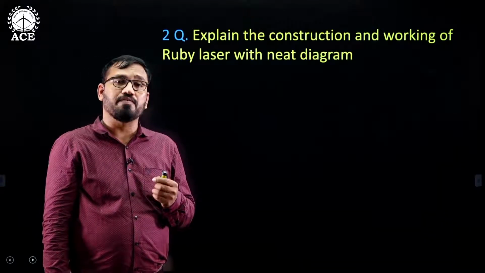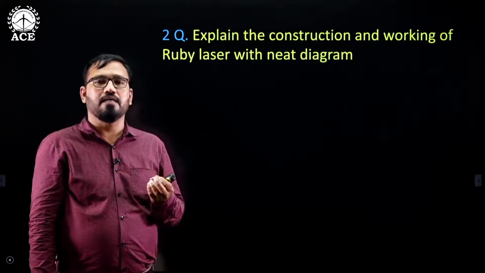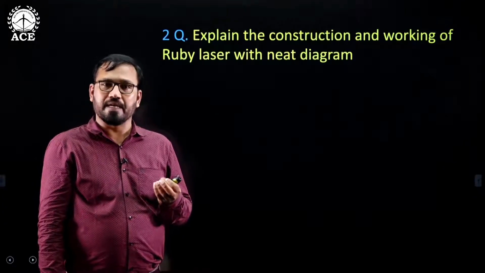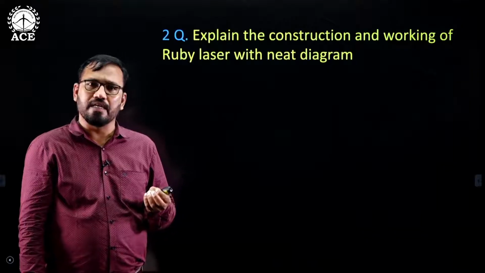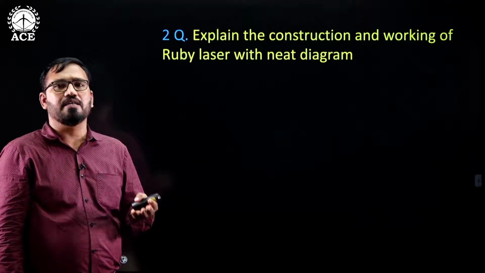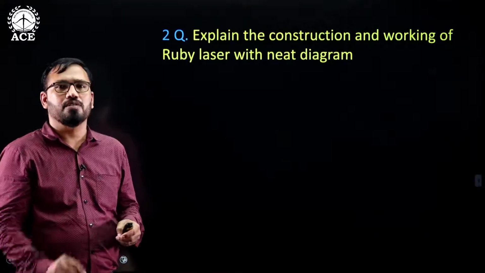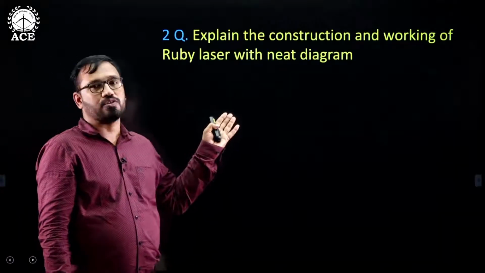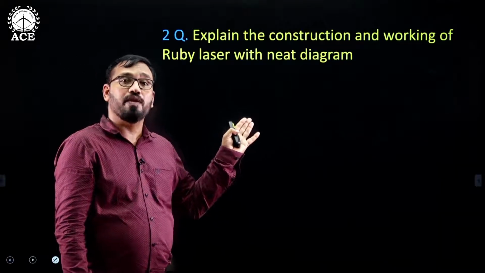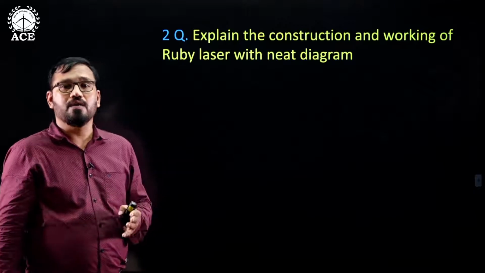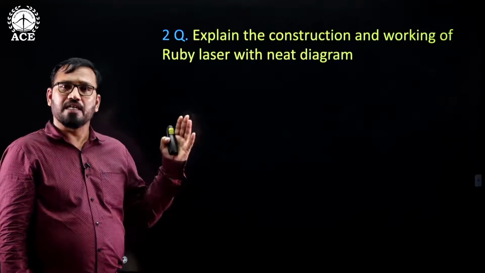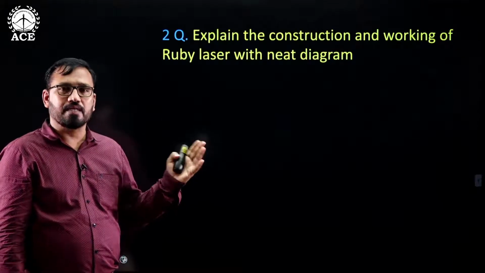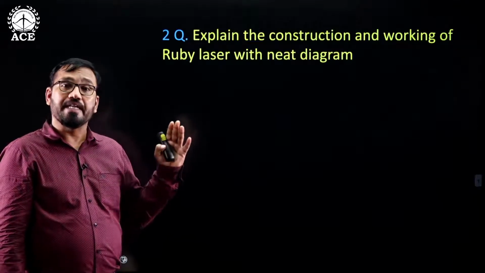Actually, how many lasers are we having? Ruby laser, helium neon laser, semiconductor laser, Nd-YAG laser. These are the different lasers. From these lasers, we will compulsorily get one question. This question is asked more frequently compared with the other questions. How many lasers are we having? Ruby laser, helium neon laser, semiconductor laser. Okay. Next, Nd-YAG laser.